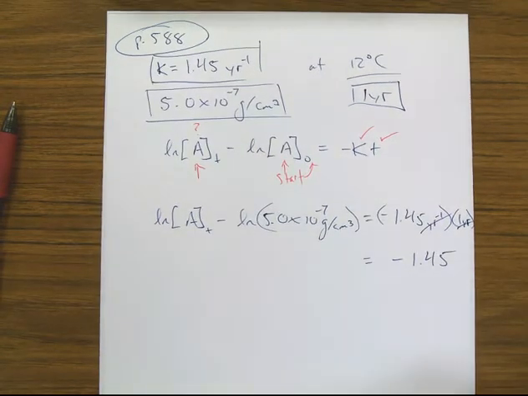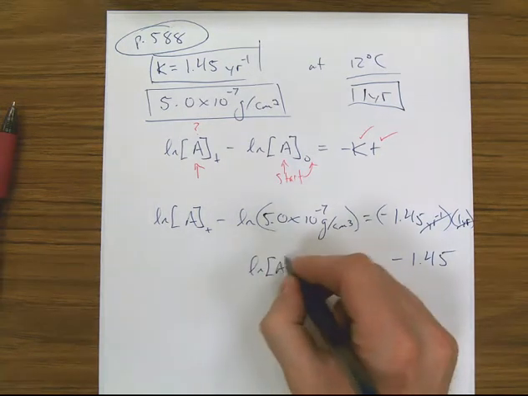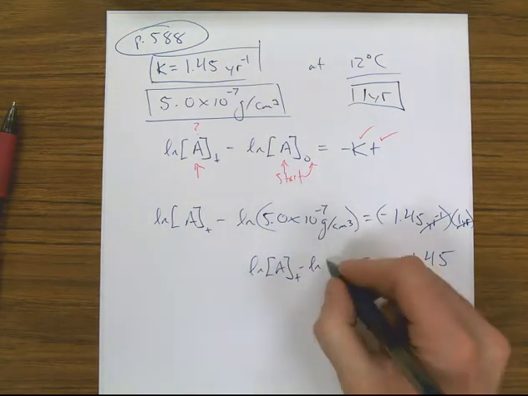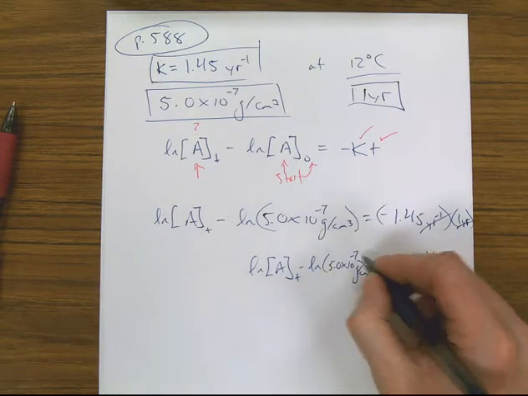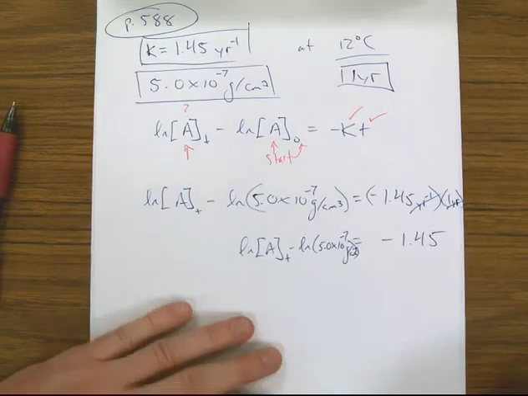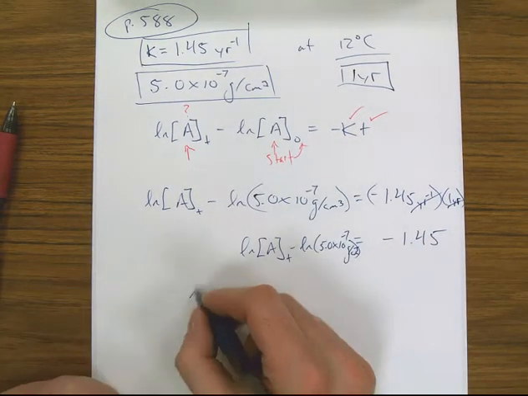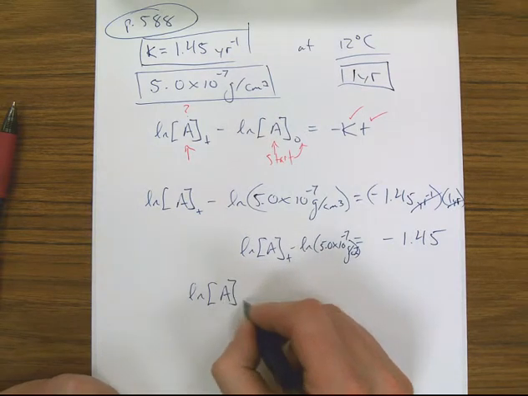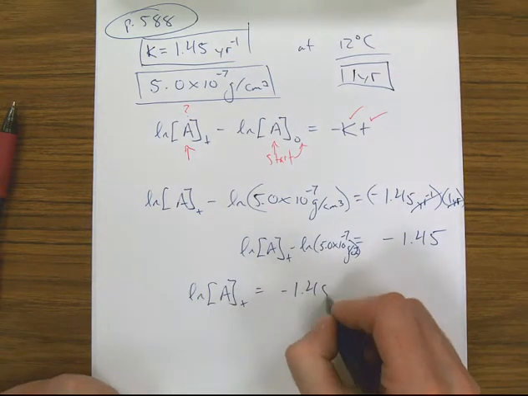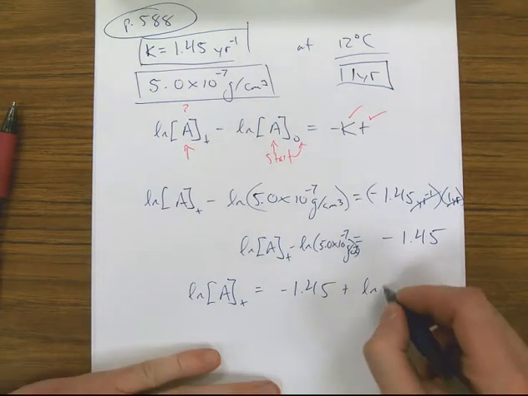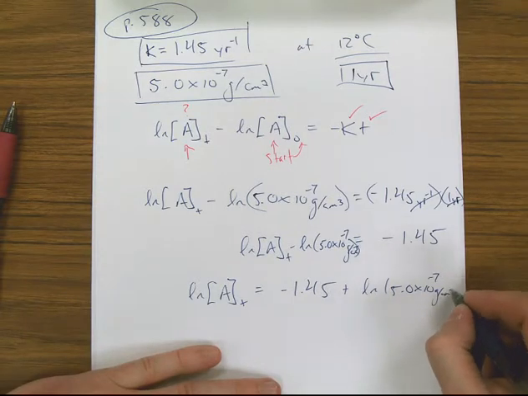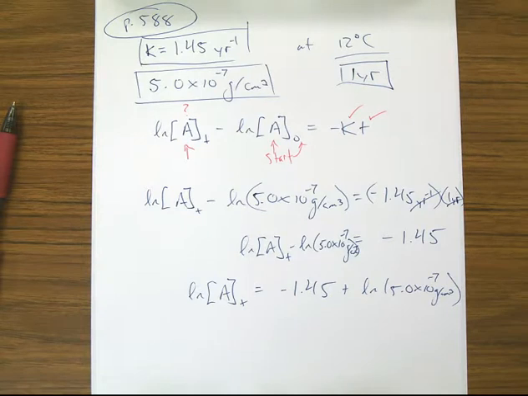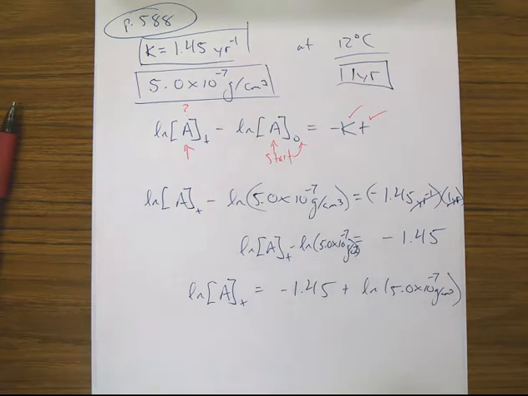Now I have to get natural log of A sub t by itself. I still have this natural log that I'm going to have to move to the other side of my equation, but I'm going to write it out first. I want to make sure that I have this clearly written out. So I'm going to add this to both sides and get the natural log of A sub t by itself. So it's going to be negative 1.45 plus the natural log of 5.0 times 10 to the negative 7 grams per centimeter cubed. What I recommend doing is getting the numerical answer for what I have here on the right.